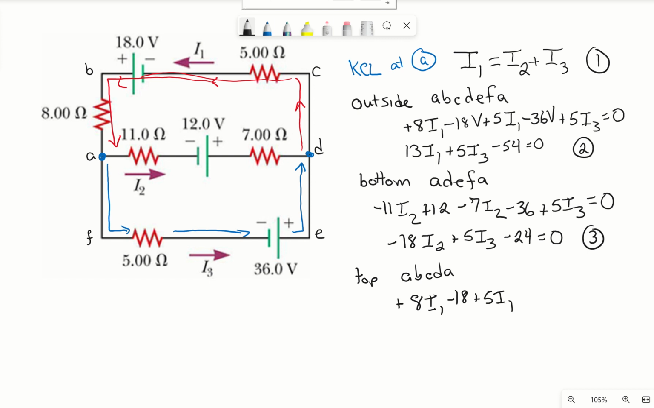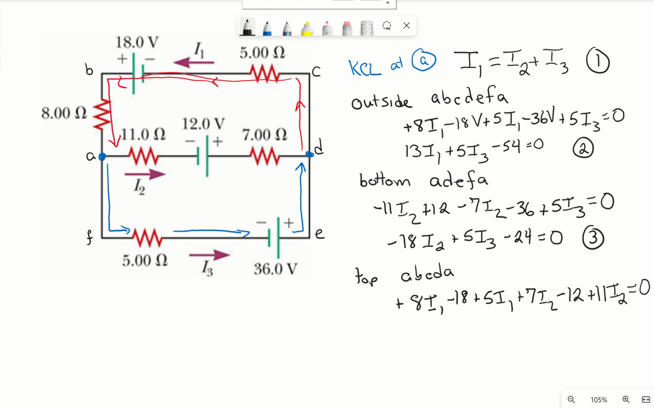Then from D to A, it's going to just be the opposite of what I did for the bottom loop from A to D. So it's going to be going through that 7 ohm resistor opposite to I2, so it's going to be plus 7I2. The 12-volt battery towards the negative terminal, minus 12. Minus 11, sorry, plus 11I2, I'm going in the opposite direction. Equals 0.